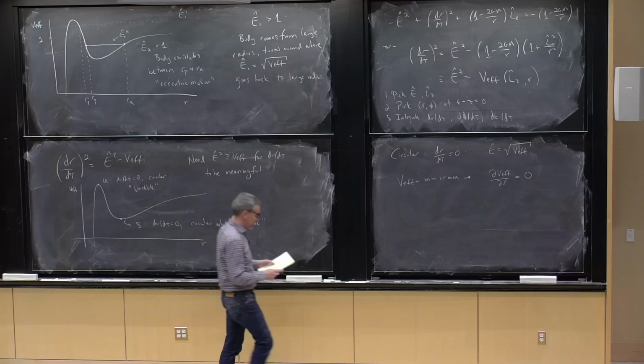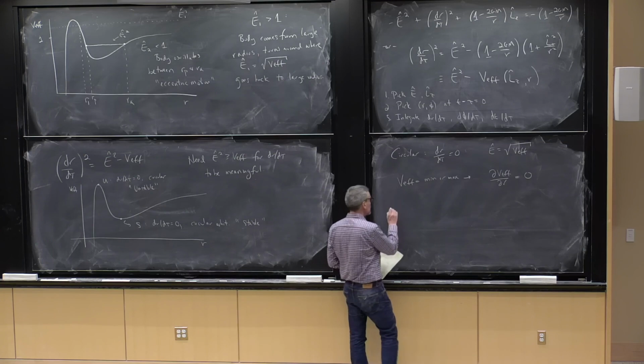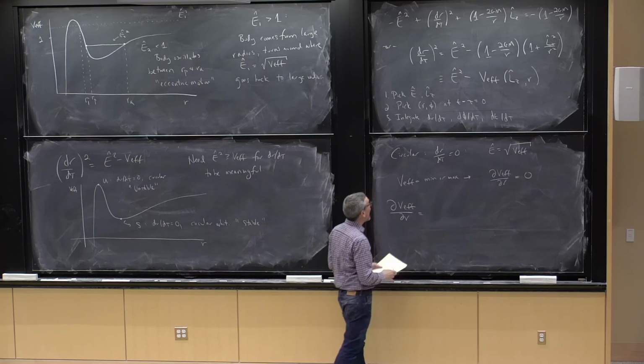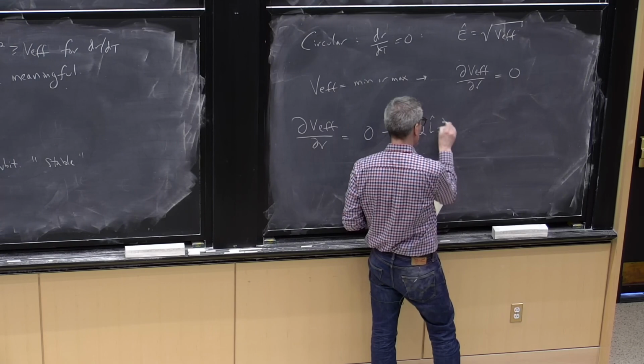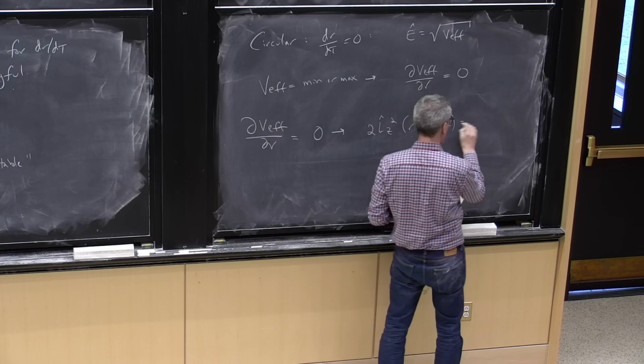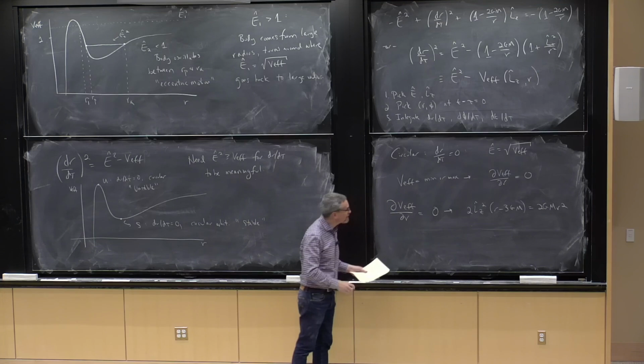So let's take a look at this condition. My effective potential is given up here. Do a little bit of algebra with this. Set this guy equal to 0. What you'll find after your algebraic smoke clears is that you get this condition on the angular momentum.